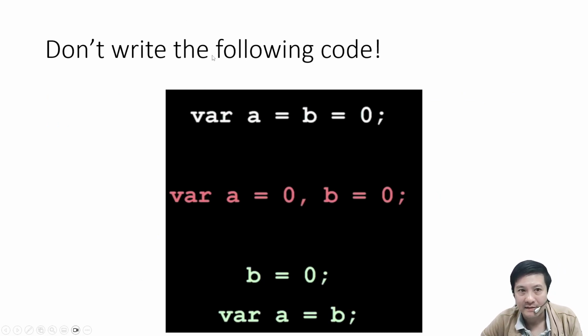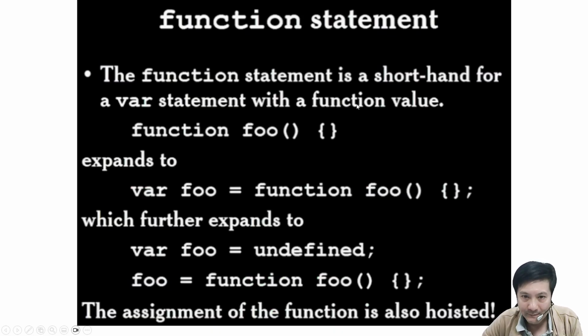Yeah, don't write this syntax. You write var a b, it will expand to var a equal and then call b. B has no var there. Without the var, it is very, very dangerous. It will move to the global scope, the window scope, and a lot of problems will happen. Don't write this syntax.